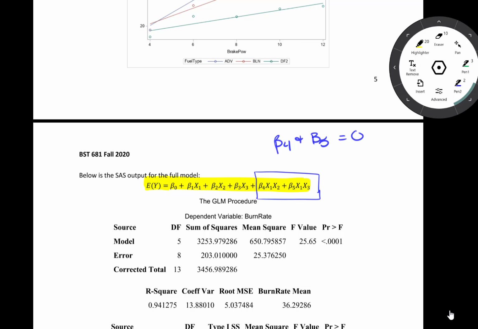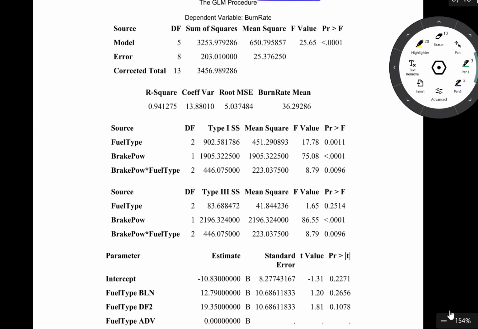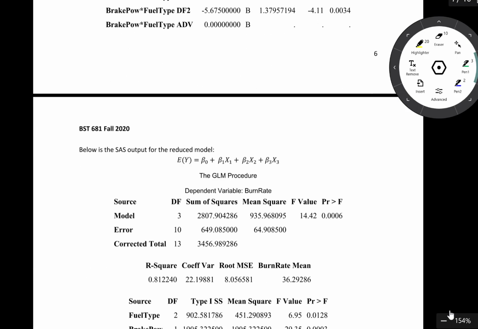So what we're going to do is we're also going to fit a reduced model. The reduced model is just going to be this piece right here without the interaction terms. And we're going to see that down here. So notice here is that reduced model. All right, so we got 2 separate models here, and we're going to see how we can use this to figure out if there is indeed an interaction.